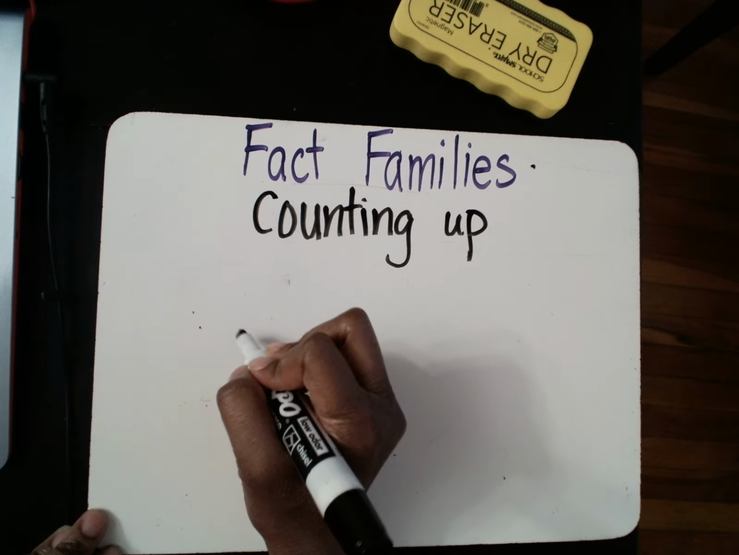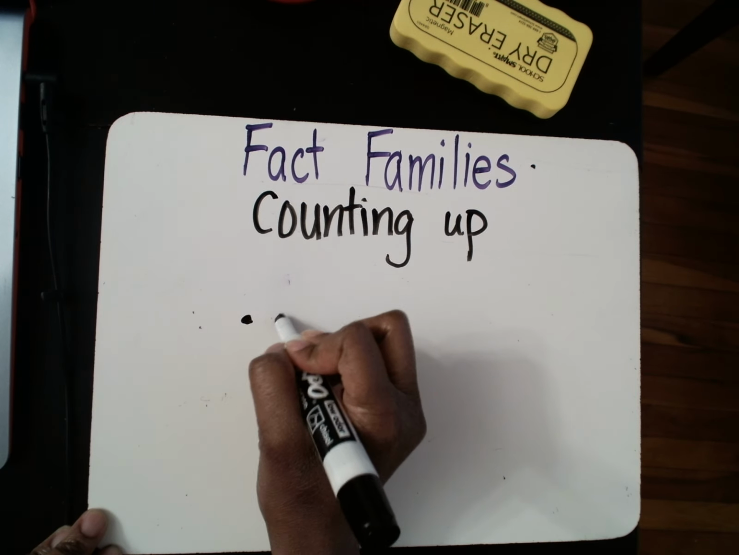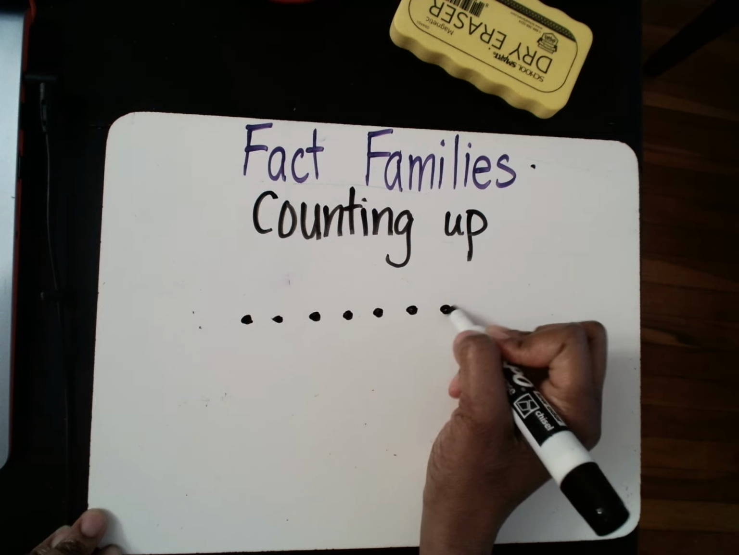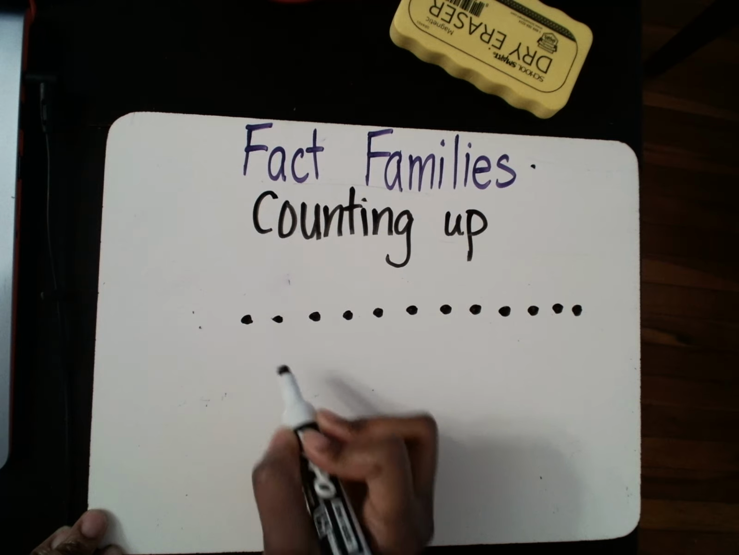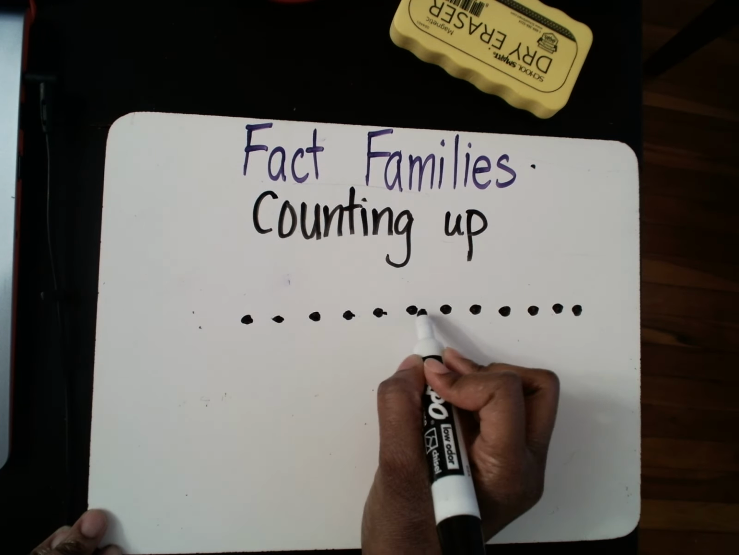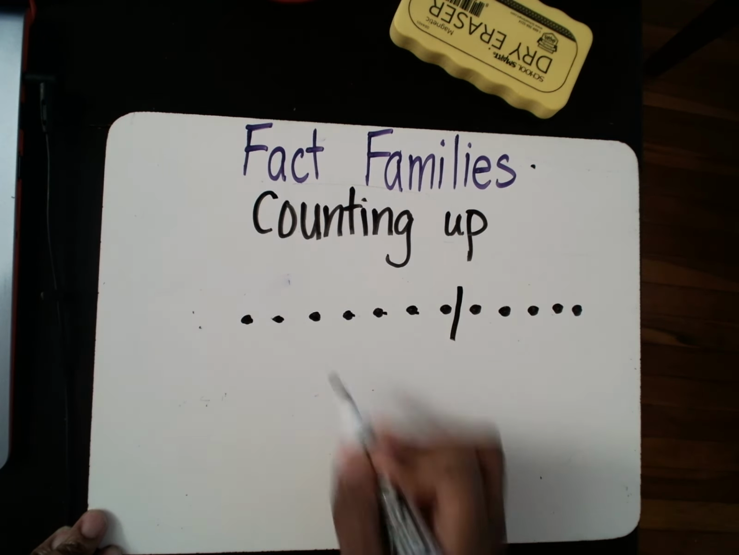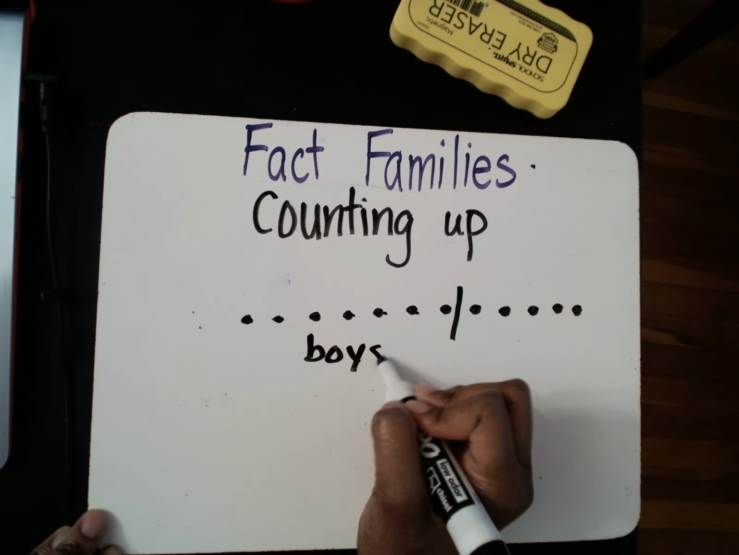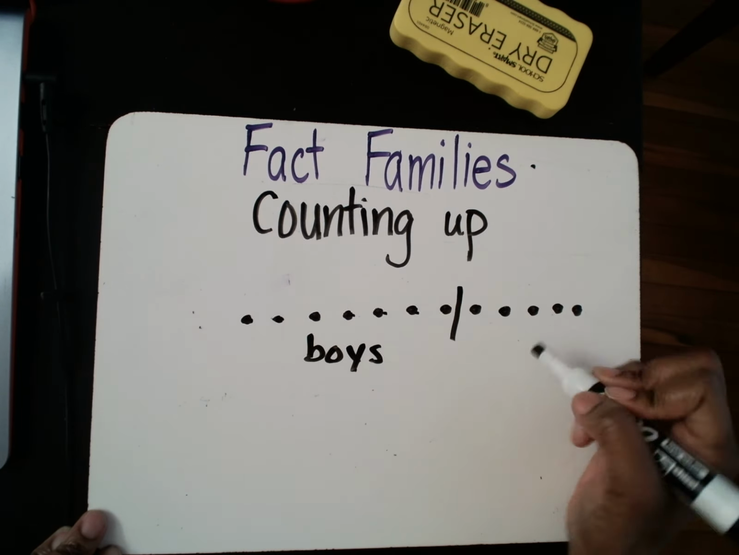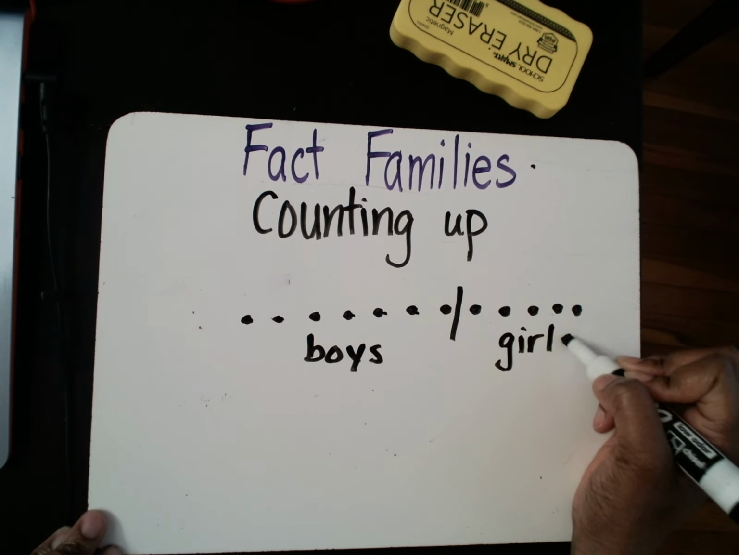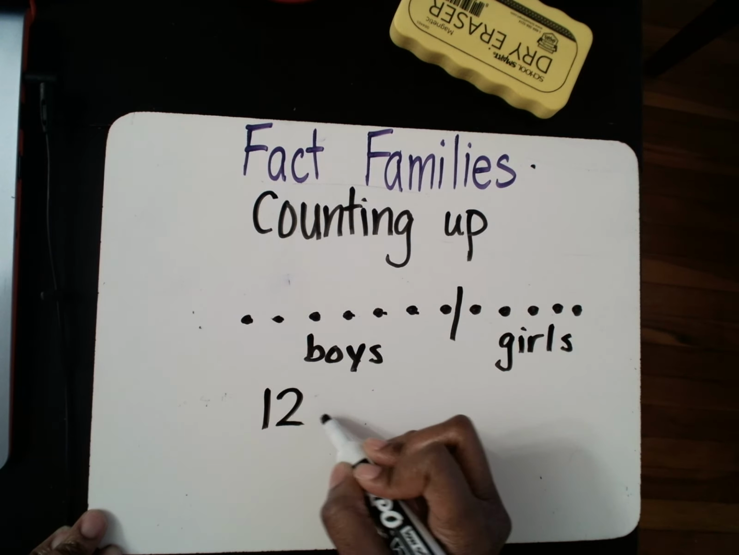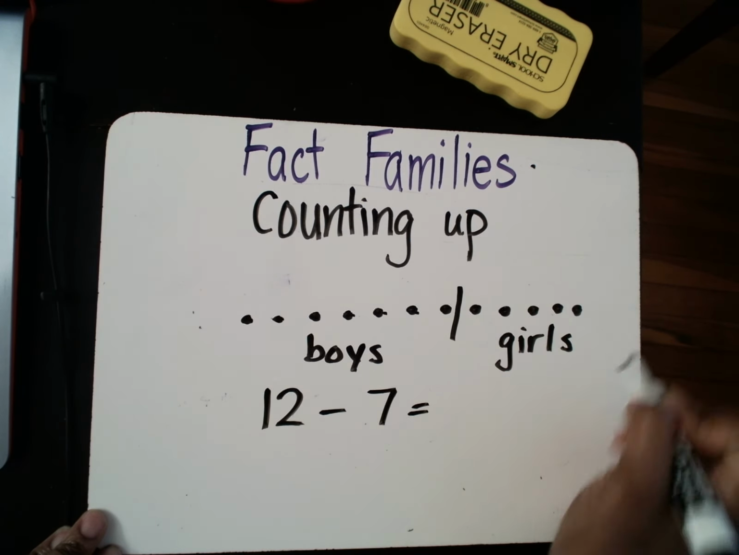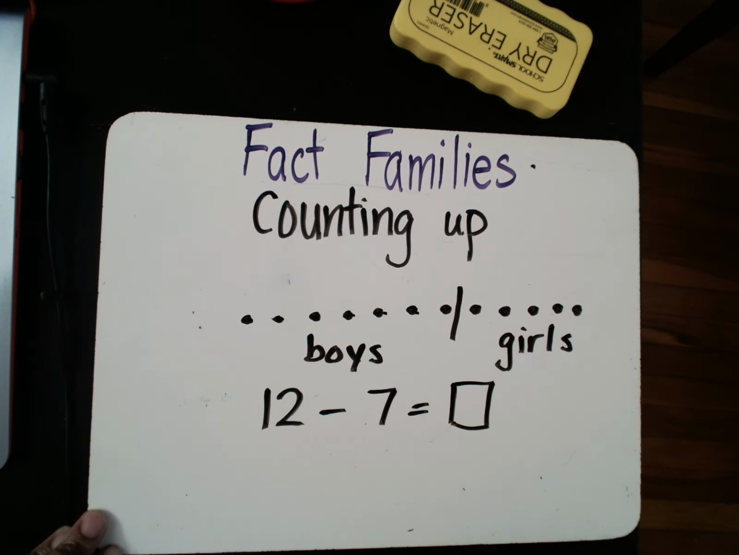For instance, if I told you that there were 12 kids, 1, 2, 3, 4, 5, 6, 7, 8, 9, 10, 11, 12, and that 7 of them were boys, 1, 2, 3, 4, 5, 6, 7 of them are boys, how many are girls? Well, there's kind of like two equations that are hiding inside of this problem. One equation is all the kids, 12, minus the 7 boys, is going to leave me with this part, the girls.